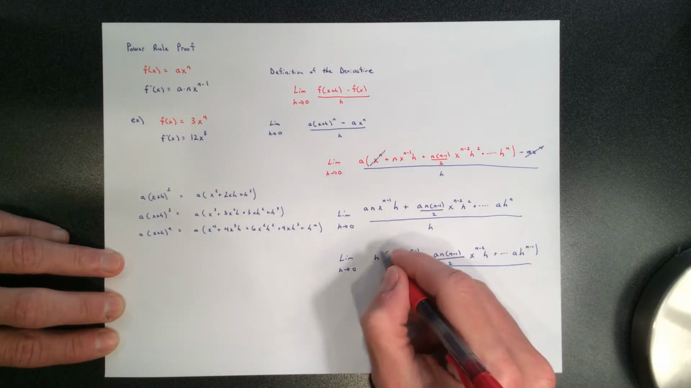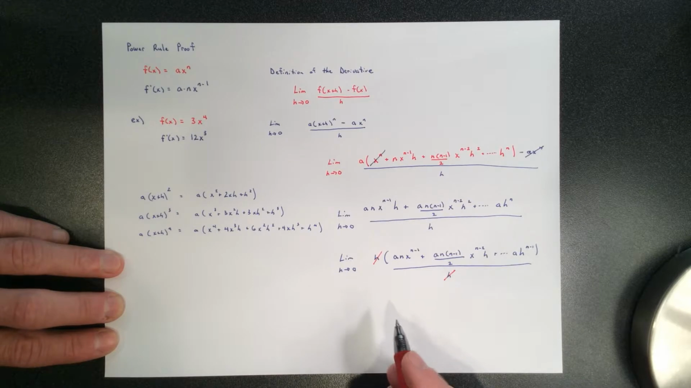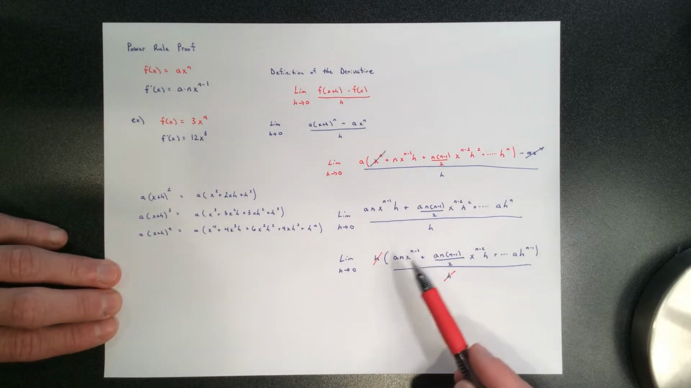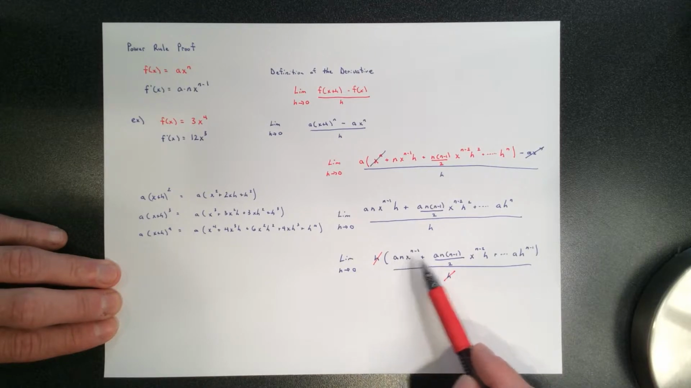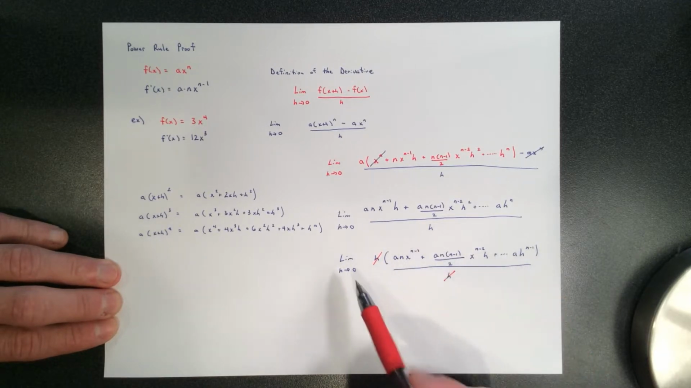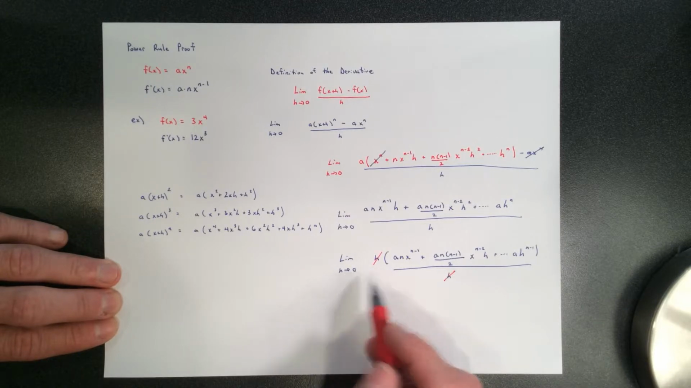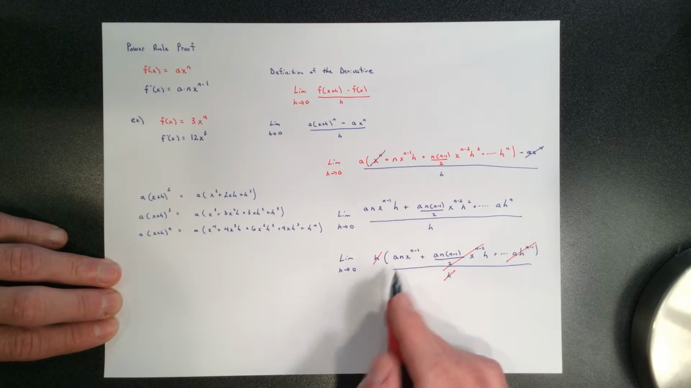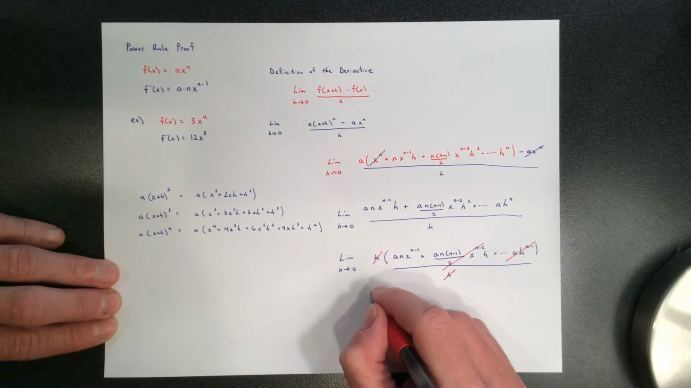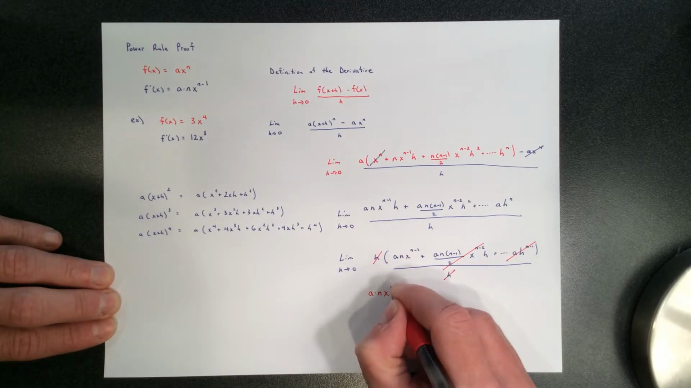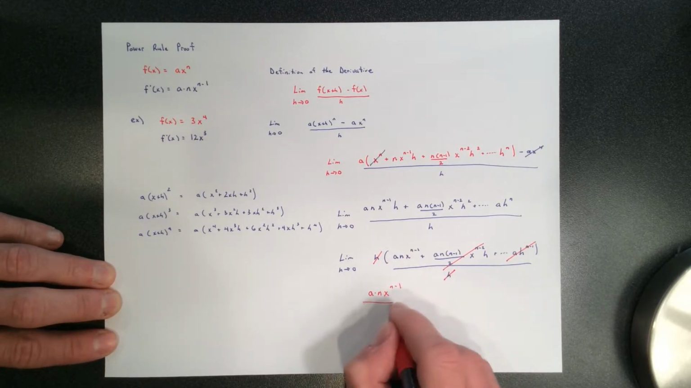That h now cancels, and now I can look at the limit as h goes to 0. This term doesn't have an h anymore, and all of these other terms have an h. And so when you look at the limit as h goes to 0, all of these terms go to 0. The only thing left is a times n x to the n minus 1.